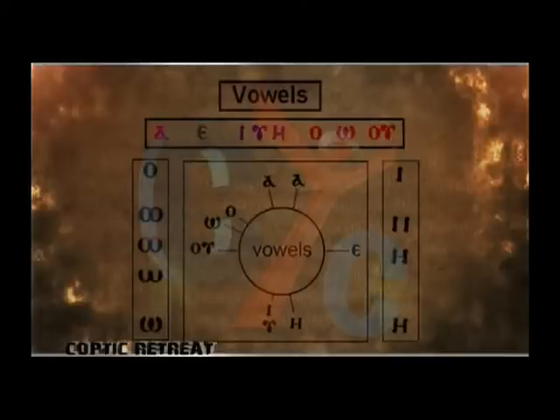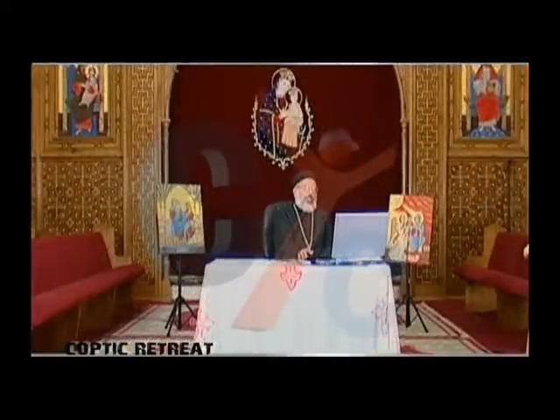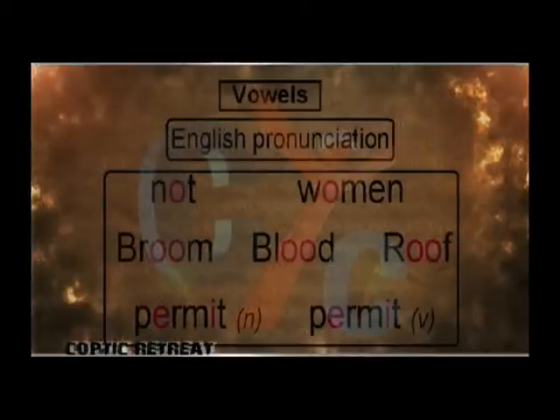So now we know how to pronounce these vowels. Here I want to bring to your attention that in English, the rules are not fixed. For example, the O, singular, just O. Here, the O is pronounced like in "not," and here, in "women," as if it is E. And both of them are O. In Coptic, you don't find this. The O is always O.